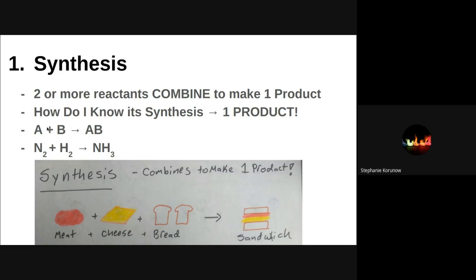So if you look here, we have a little code to help us remember this. It's A plus B produces AB. So they're combining to make one thing. Another example would be nitrogen and hydrogen combining to make ammonia, so we have NH3 there. If I was going to come up with a little way to help me remember this, I could think about making a sandwich. So I have meat plus cheese plus bread makes one whole sandwich. So synthesis, they combine to make one product.